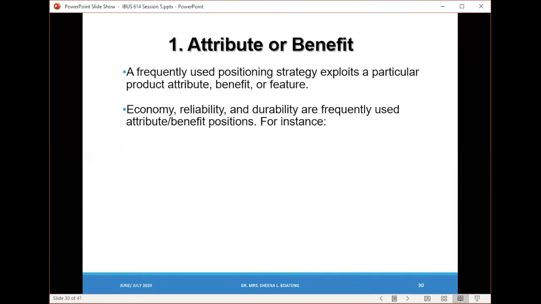Let's first start with positioning based on attribute or benefit. Now, this is the most frequently used positioning strategy where brands exploit a particular product attribute, benefit, or feature and use that as the basis for differentiating themselves from their competitors. Now, they can highlight things like economy, reliability, and durability, which are most frequently used by marketers to be able to distinguish themselves in terms of attributes and benefits that consumers will gain from their brand against their competitors.